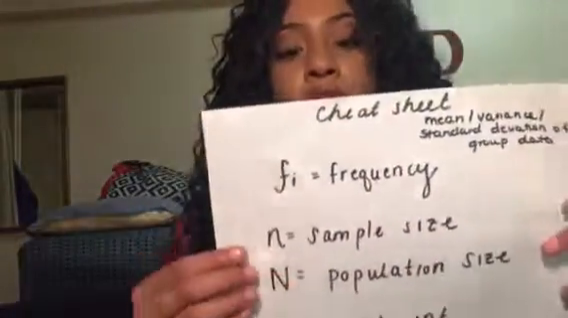Hello, I'll be doing chapter 3.3 of statistics, showing you guys how to do the mean, variance, and standard deviation of grouped data. First, I would like to start off with a cheat sheet, showing you the different things that will be put in the formula.